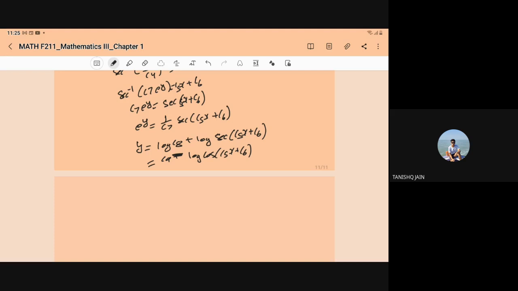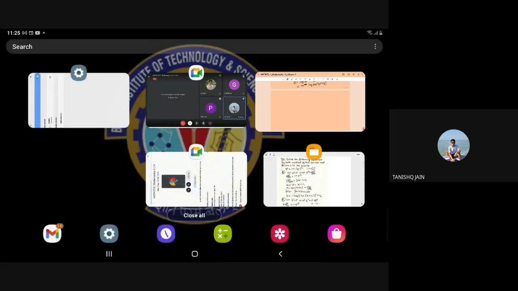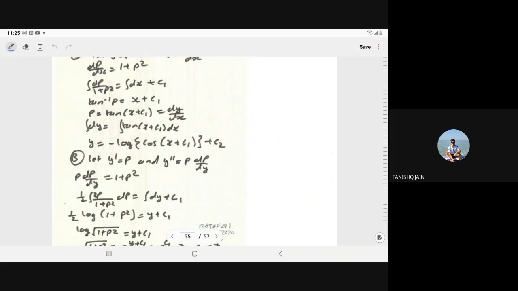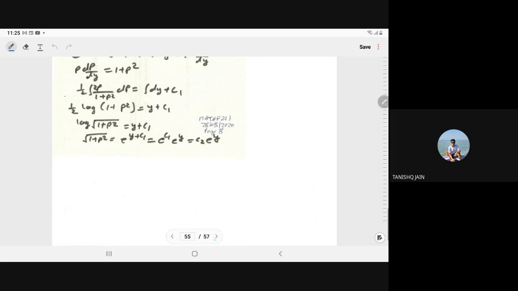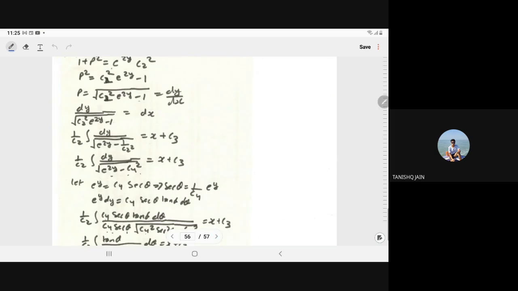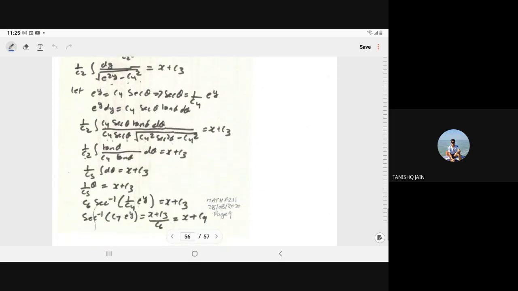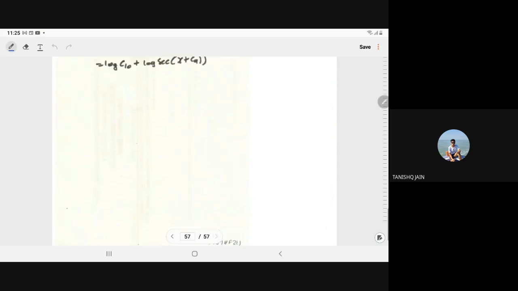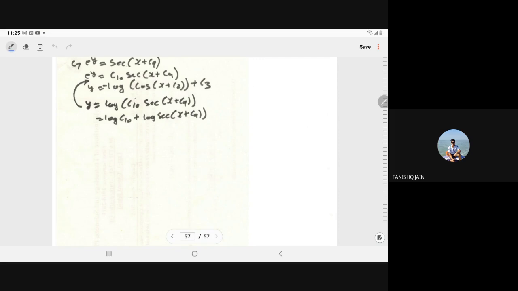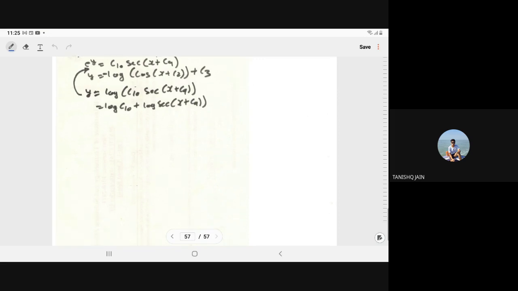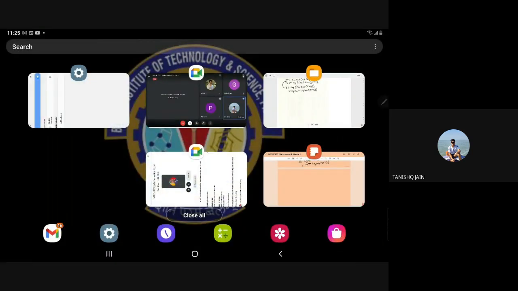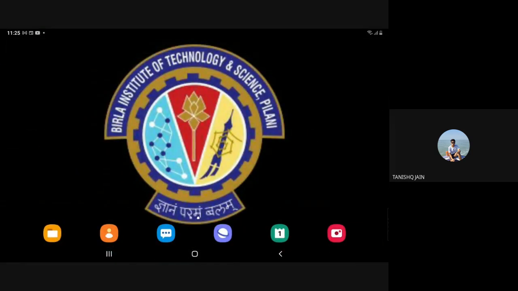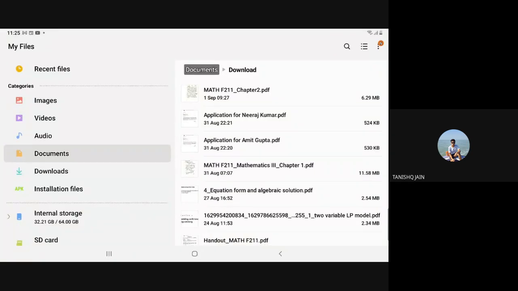So that is the reduction of order. So this we have solved here. If you miss something, you can see from here also. So that's all in chapter 1. Now we will move to chapter 2.